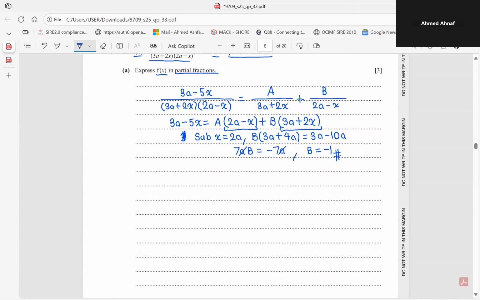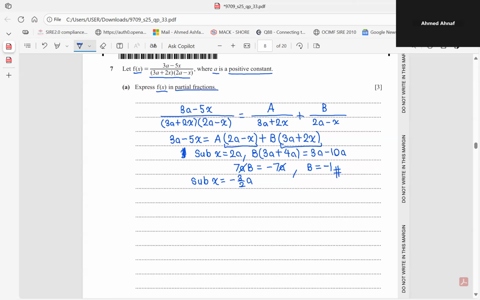So in order to find a, we're going to have to make 3a plus 2x equal to 0. And to make it 0, we have to substitute x equals minus 3 over 2a. If you can't figure out what value of x to substitute, you can just equate the factor to 0. So here you can let it be 0 and then just solve for x. Here you'll get x equals minus 3 over 2a.